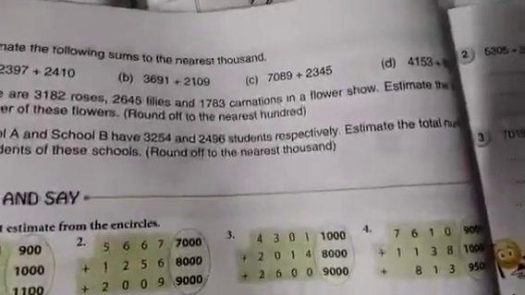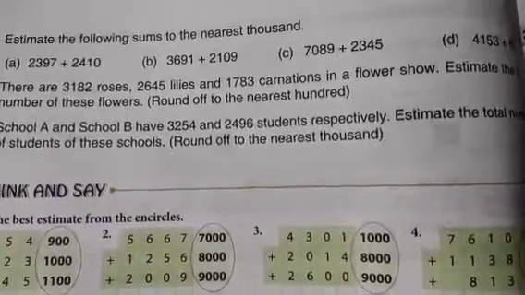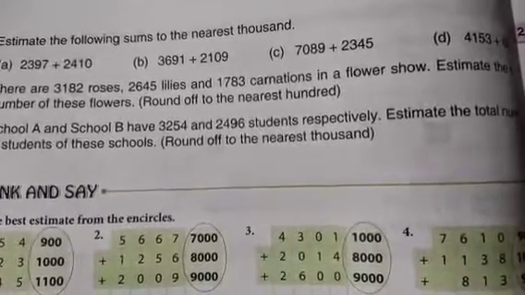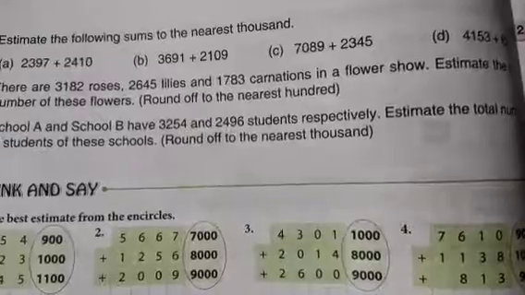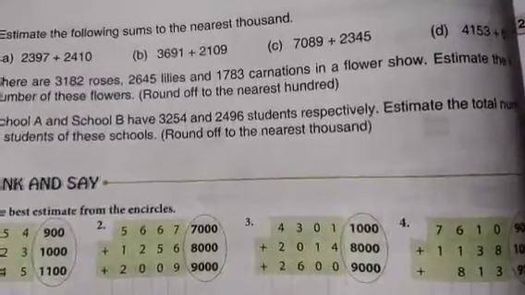Next, see, two what problems are there? Very easy. Two what problems are there only? Very easy. There are 3,182 roses, 2,645 lilies, and 1,783 carnations in a flower show.